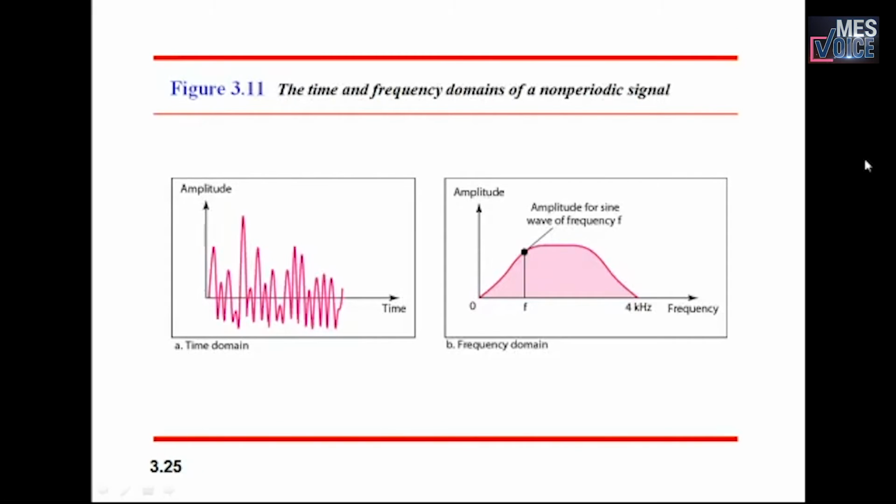This figure shows a non-periodic analog signal which could possibly be extracted from a telephone communication. Figure A shows the signal in time domain, and figure B shows all the possible ranges of that non-periodic analog signal from 0 to 4 kHz.